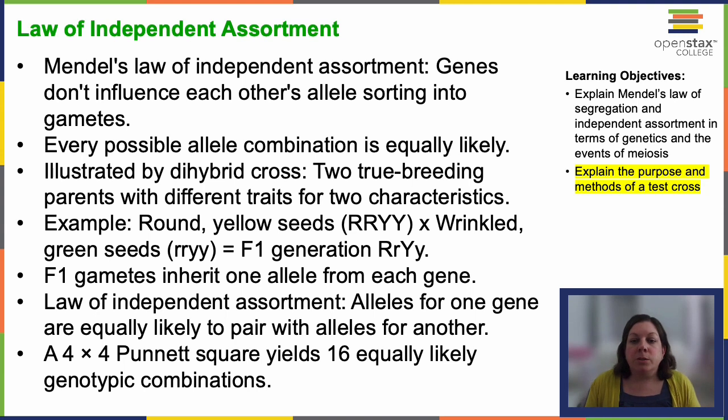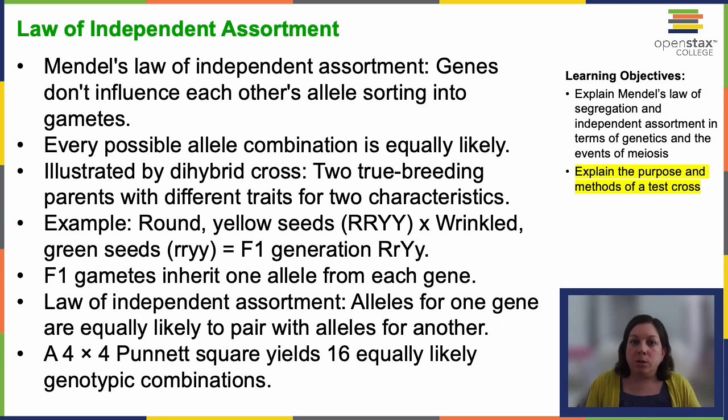All right, so Mendel's law of independent assortment states that genes do not influence each other with regard to sorting of alleles into gametes, and every possible combination of alleles for every gene is equally likely to occur. Independent assortment of genes can be illustrated by the dihybrid cross, a cross between two true breeding parents that express different traits for two characteristics. And these get kind of big. Okay. So consider the characteristics of seed color and seed texture for two pea plants.